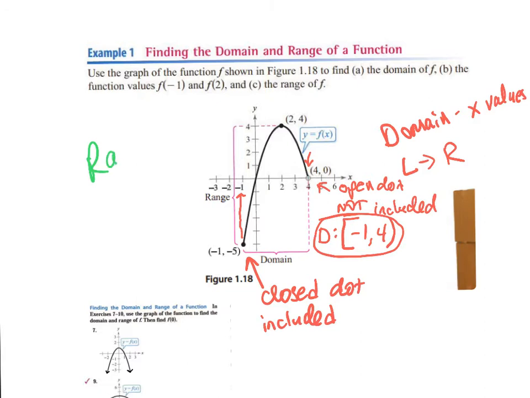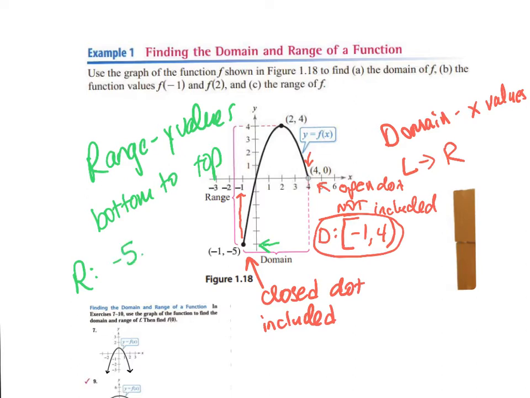When we talk about range, range is going to be our y values. Y values, and we read from bottom to top. What I mean by that is you start down here at the bottom, the furthest point to the bottom of the graph is -5. So my range would be -5 to the top. The highest point on my graph is 4. And then let's look at the dots. Both of them are solid or closed dots. That means both of those values are included. So your range for this function would be -5 up to +4.